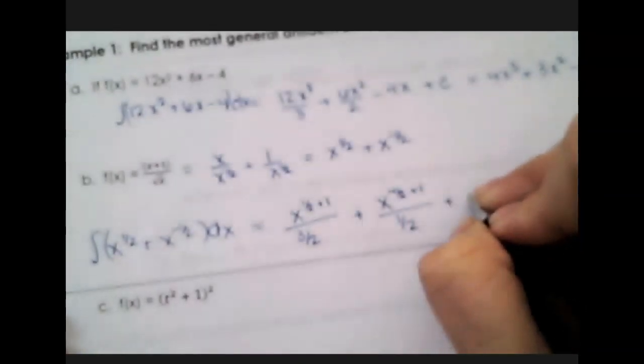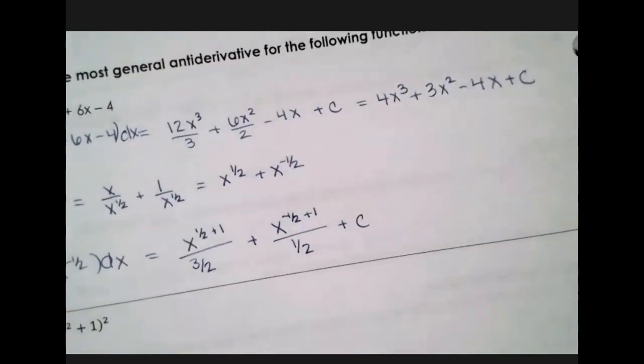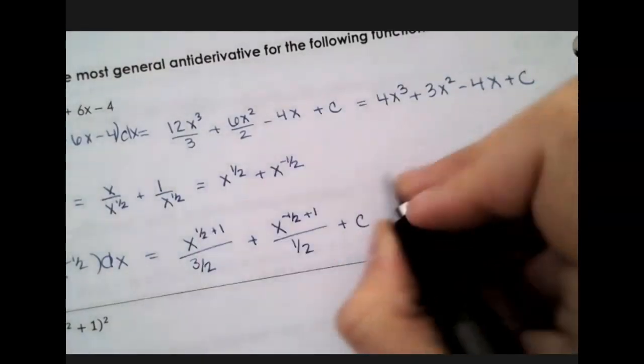Because we're going to have to flip our fractions. We can't have these gross fractions and fractions. So we have our fraction, and then what we're going to do is do that again. So you have x to the negative 1/2 plus 1 over negative 1/2 plus 1, which is a half, plus our general c. And then we're going to multiply by the reciprocals.